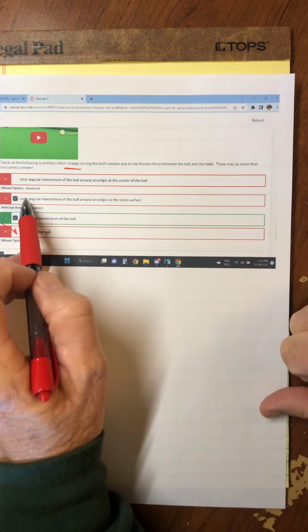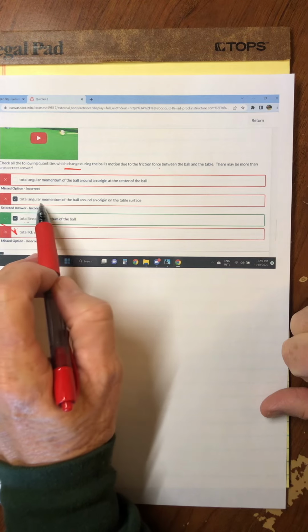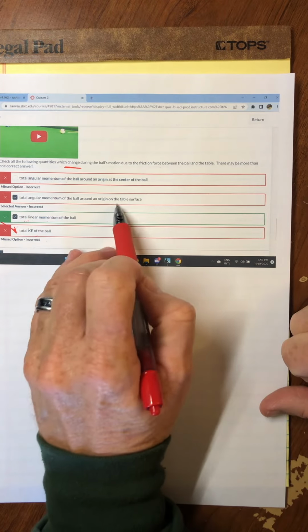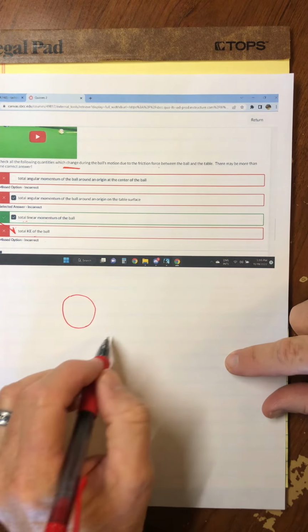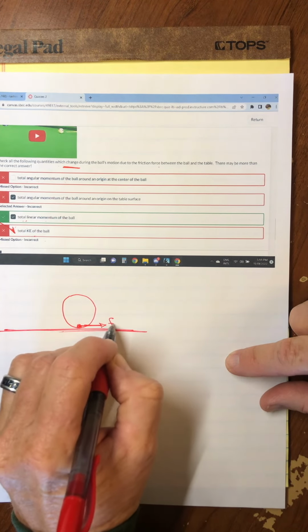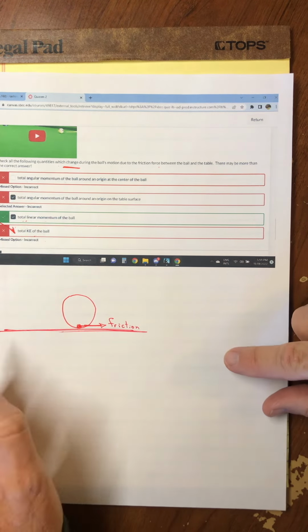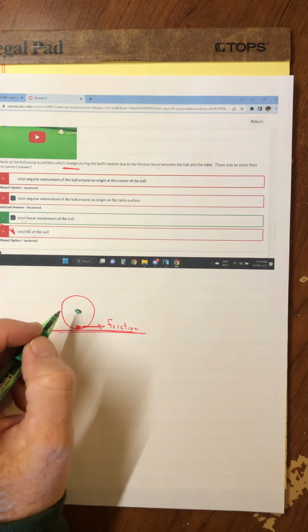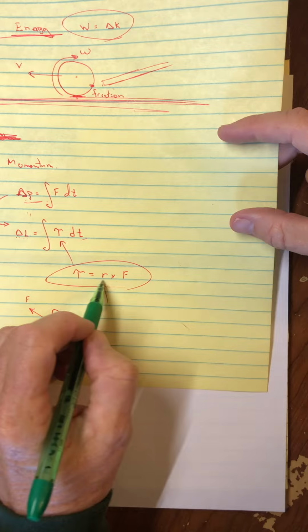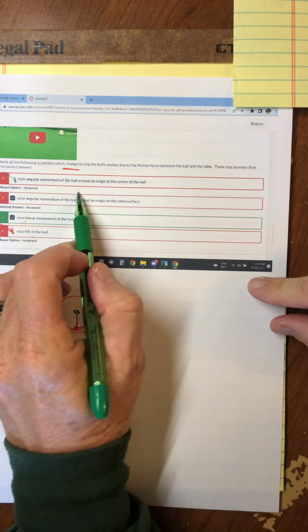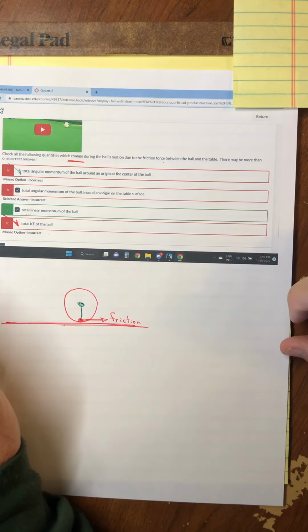What's interesting here is notice the first says total angular momentum of the ball around the center of the ball, and the other is around an origin on the surface of the table. So if we take this as the ball, and here's the surface of the table, and remembering this is the force of friction, if you pick an axis at the center of the ball, then there would be a torque because there is a distance involved. And when there's a torque, there would be a change in angular momentum. So around the center of the ball, this one should be checked also. Definitely going to lose angular momentum as measured from the center of the ball.